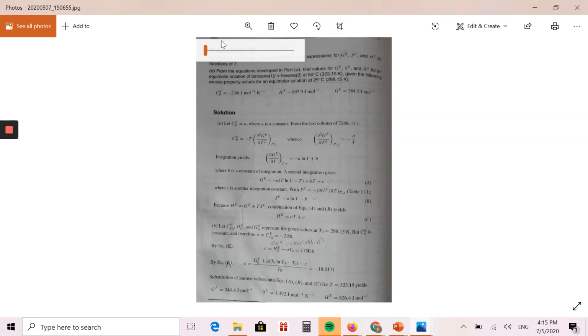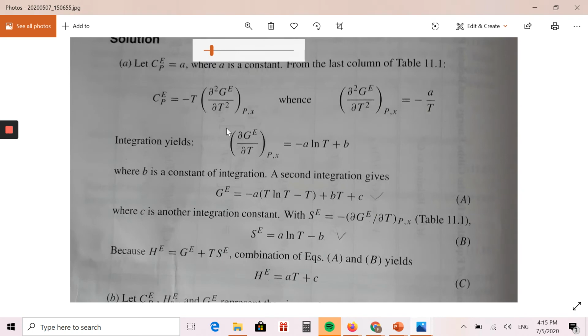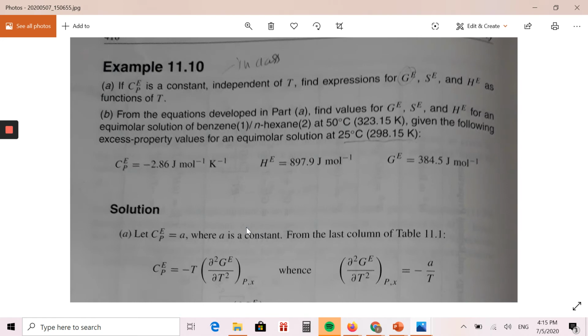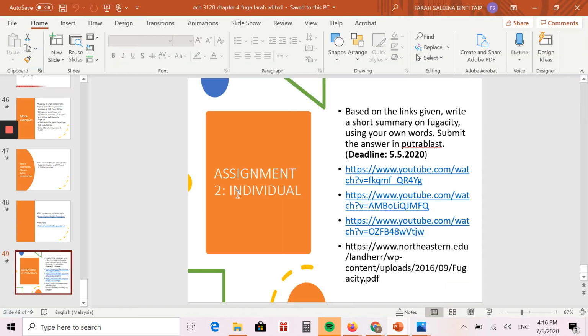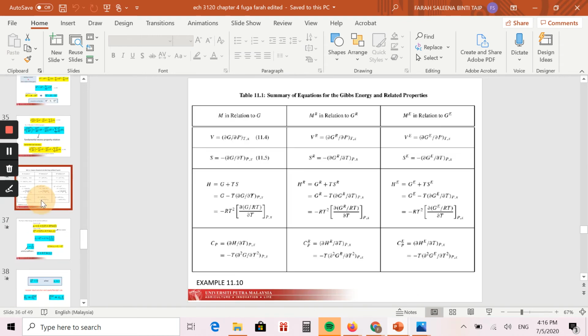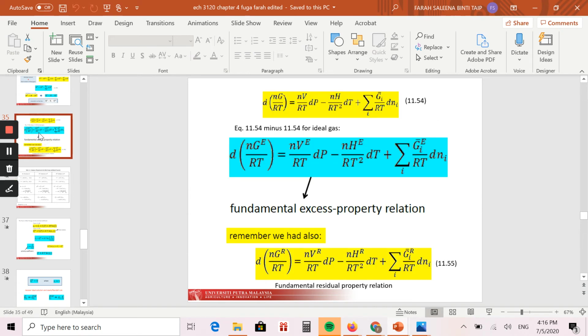Okay, and this is where we go to excess properties. As I mentioned to you, excess properties is just like residual properties, but it is in solution. So if you remember in my previous slide that I showed you the table just now, yeah, this is the table, which is very, very important for lots of things. All right, so we play around with whatever we have. Again, it's all about what information you have and what equation you need to use based on what is given.